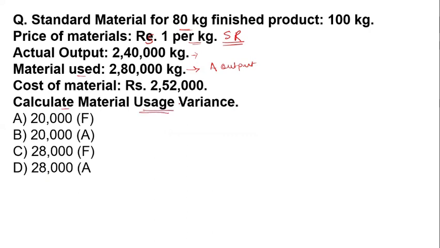So, material usage variance. Usage means it's about the quantity. Whenever the quantity is asked in the question, you have to write the standard rate outside the bracket. Inside, you take the standard quantity for actual output, and from that we reduce the actual quantity. In that case, the standard rate is rupees 1.